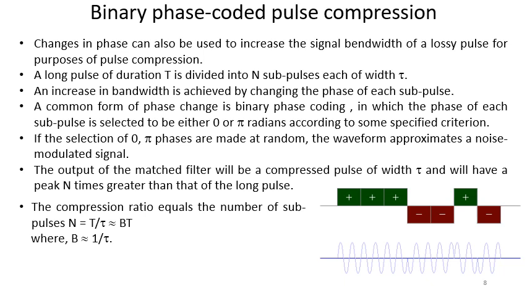Binary phase coded pulse compression. Now changes in phase can also be used to increase the signal bandwidth of a long pulse for purposes of pulse compression. A long pulse of duration T is divided into n subpulses, each of width tau. An increased bandwidth is achieved by changing the phase of each subpulse.